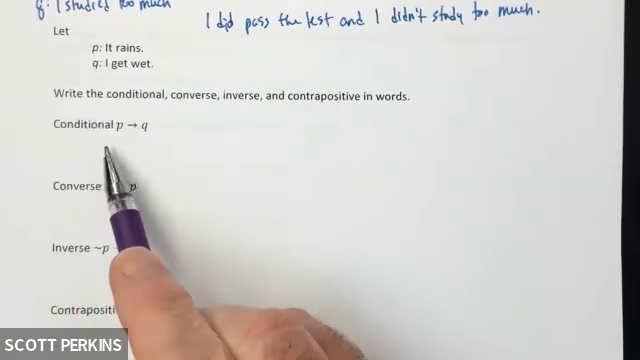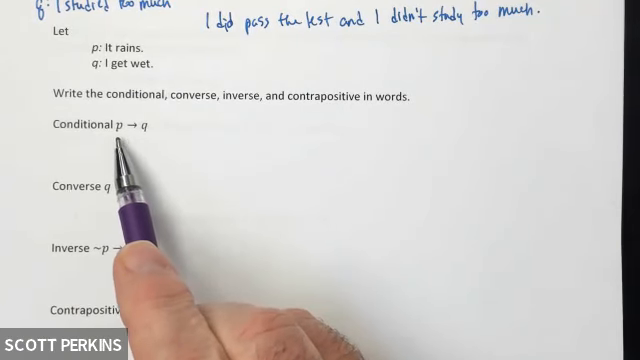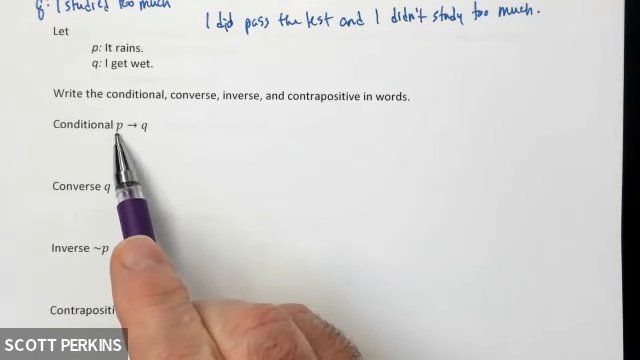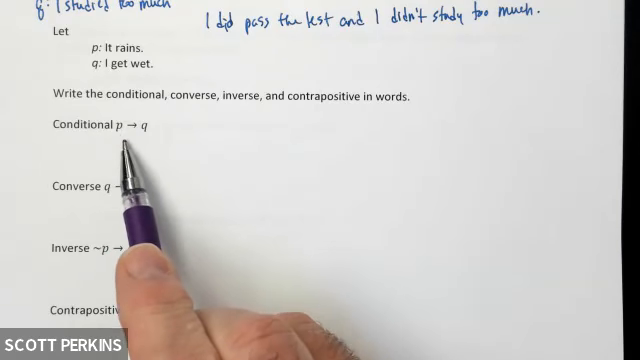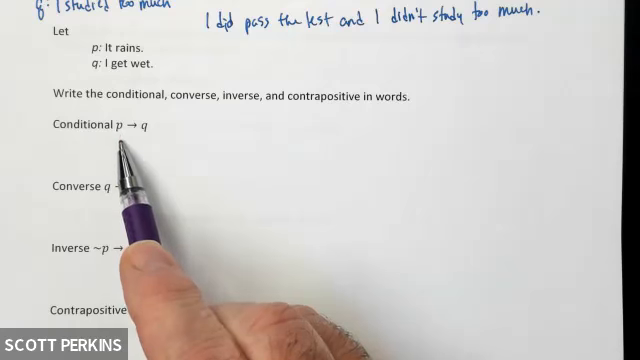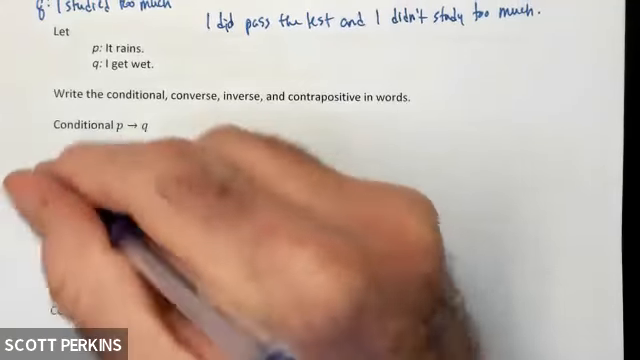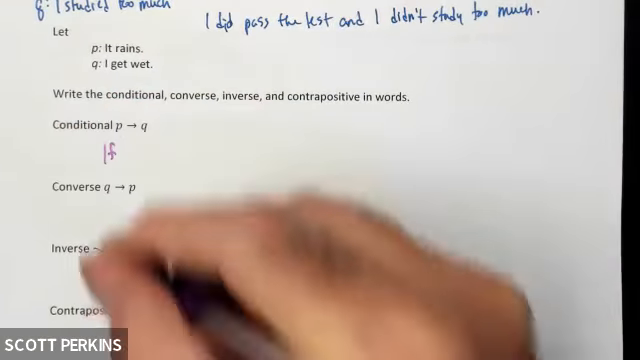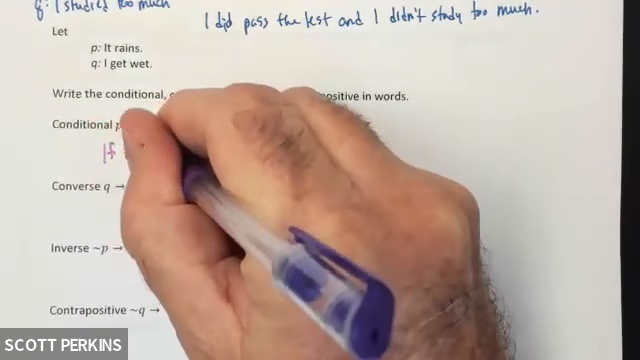And we're going to talk about that. So the conditional statement, we know what the conditional statement is. We've done this a whole bunch of times, but what is P then Q? How would I write that in words? It's an if then statement, yes. So if what? Perfect.